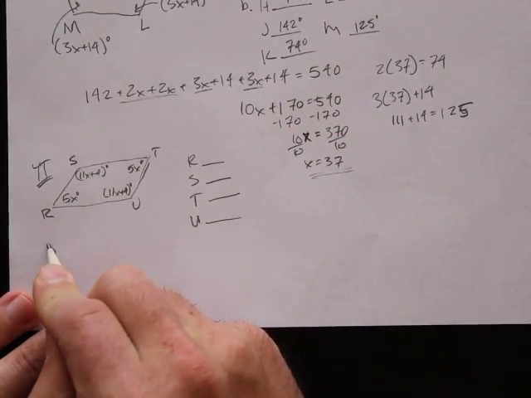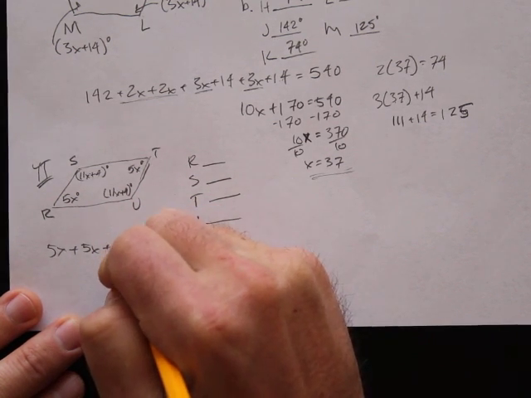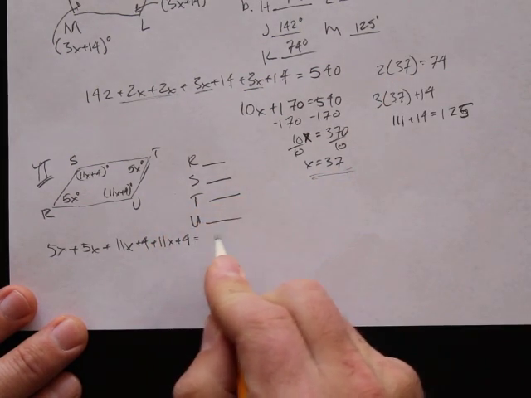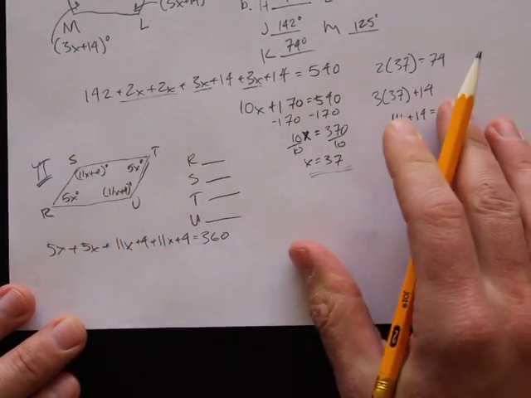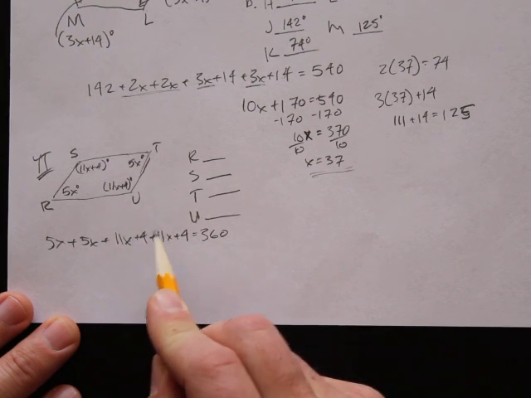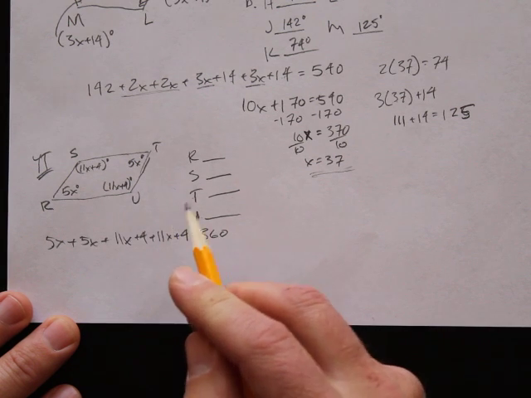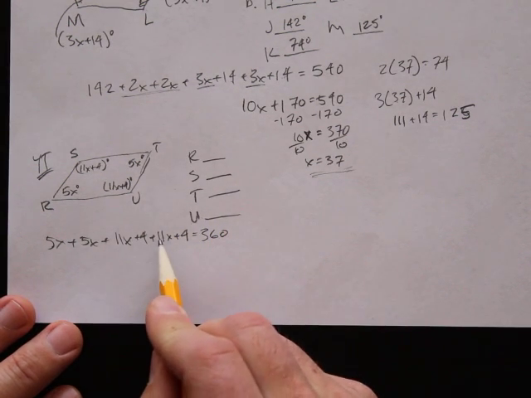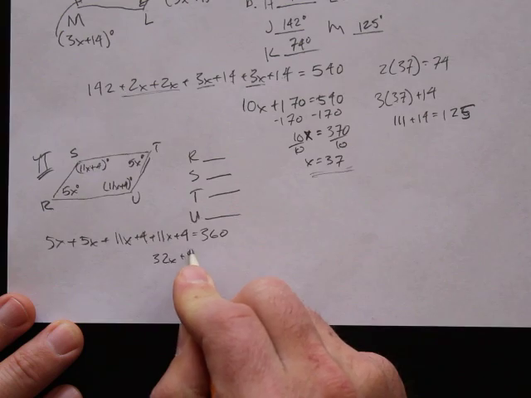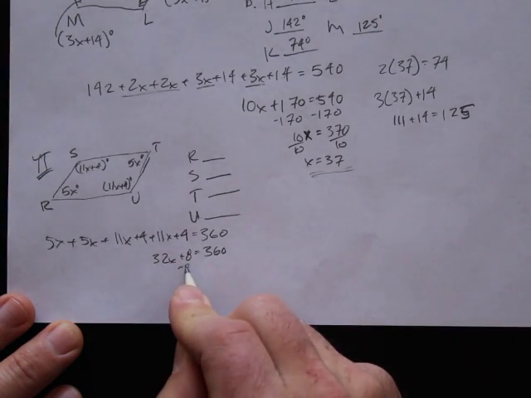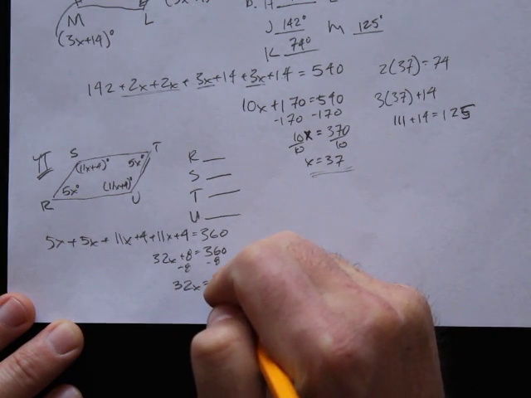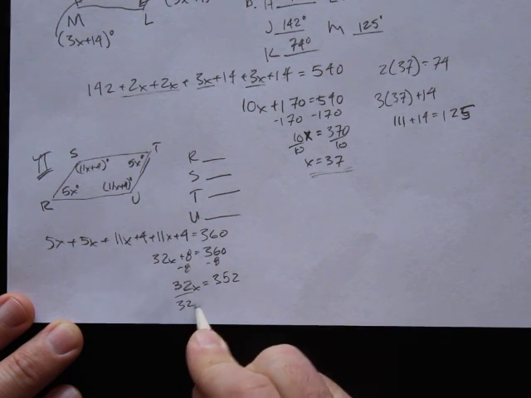Add all these together. 5x plus 5x plus 11x plus 4 plus 11x plus 4 equals 360, which is the sum of all of these interior angles. Okay, 5x plus 5x is 10x plus 11x is 21x plus 11x is 32x. Did I do that right? Yep, 32x. 4 plus 4 is 8, equals 360. Subtract 8. 32x equals 352. Divide by 32, divide by 32.